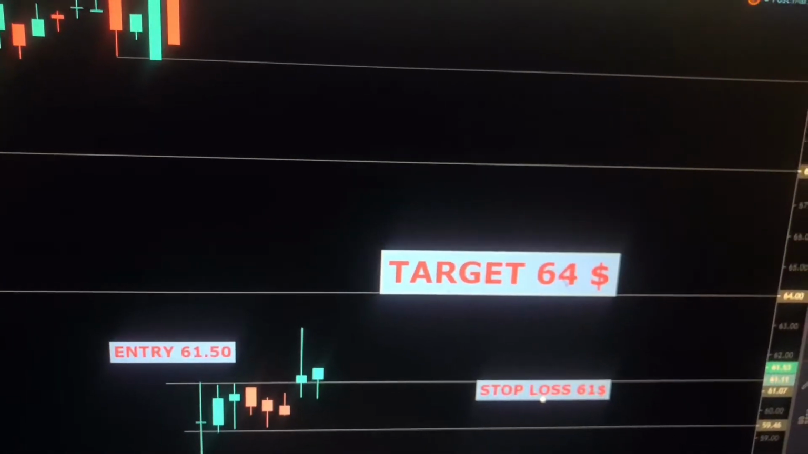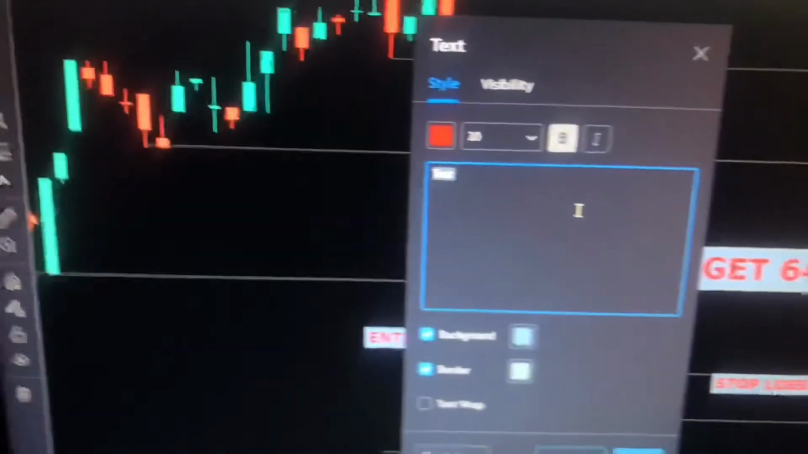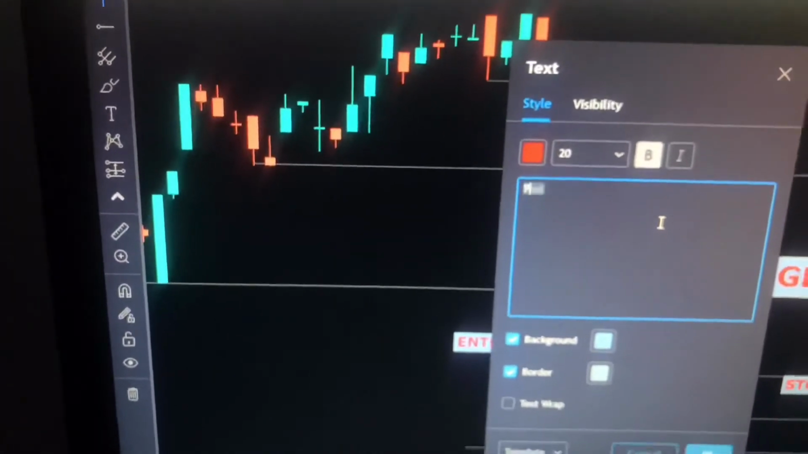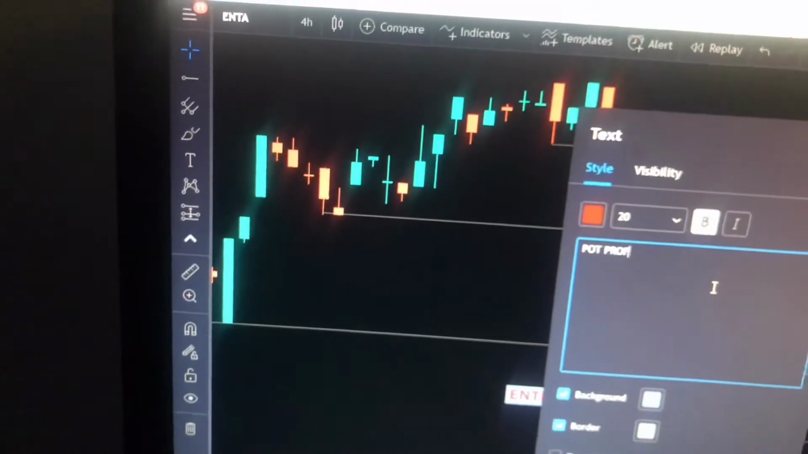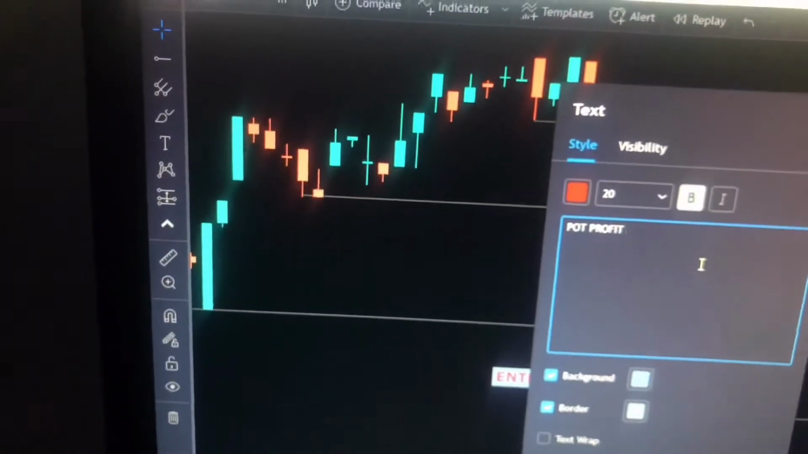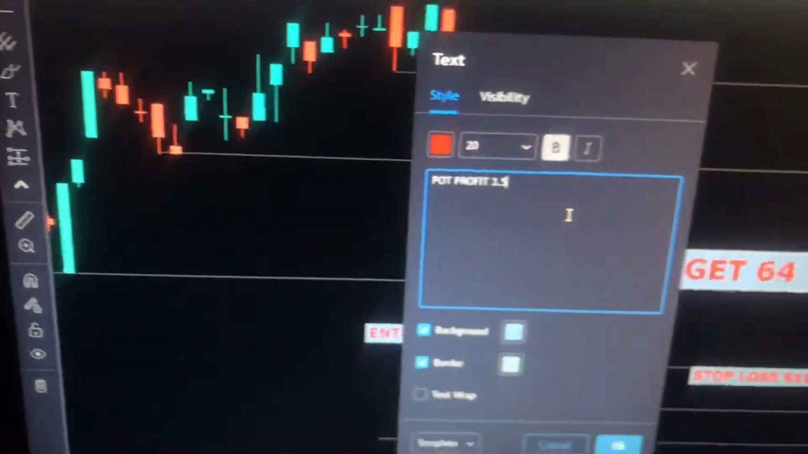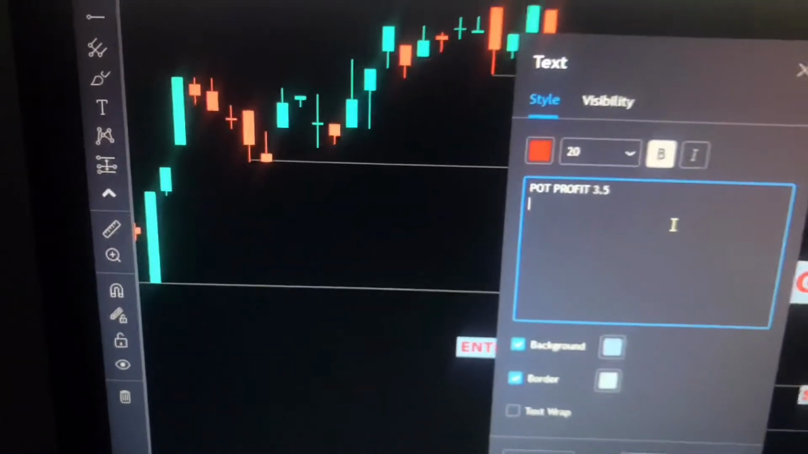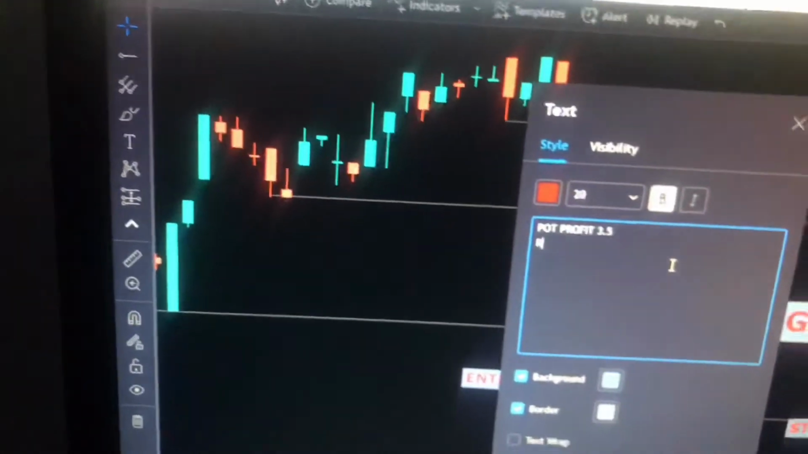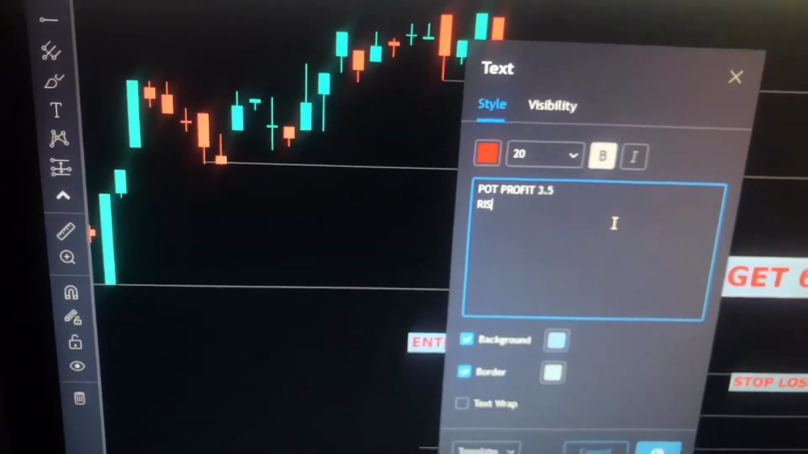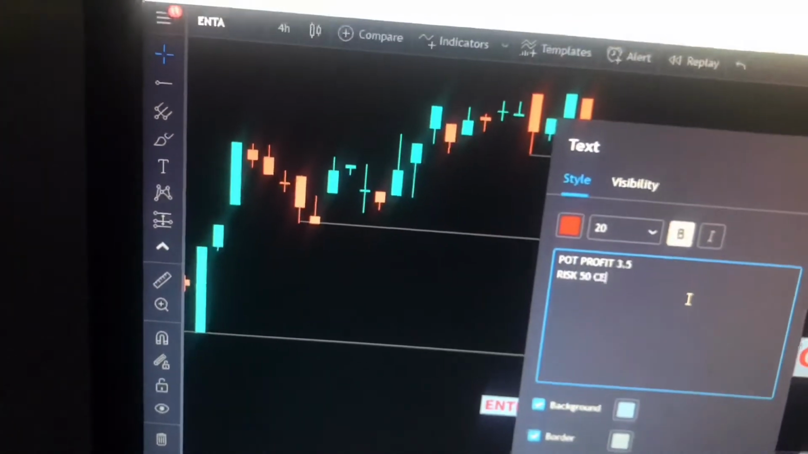Potential profit. Let's write that down here. Let's put that on right here as well. Potential profit, POT. Profit, $3.50 per share. All right. Well, let's put the risk. We're risking 50 cents.